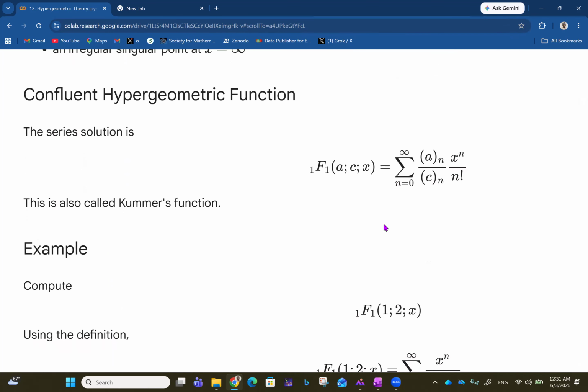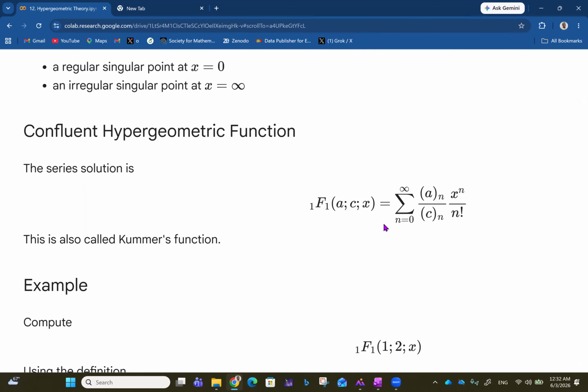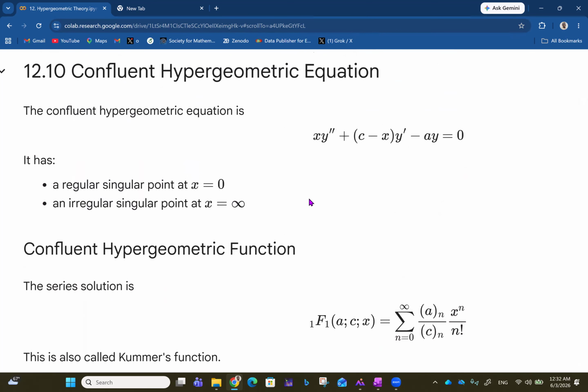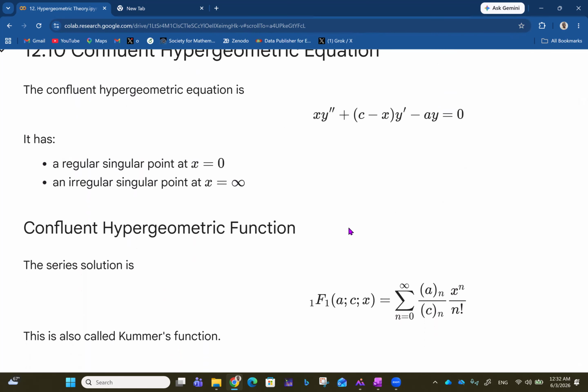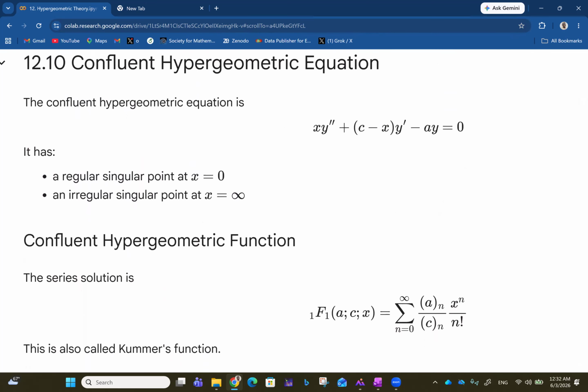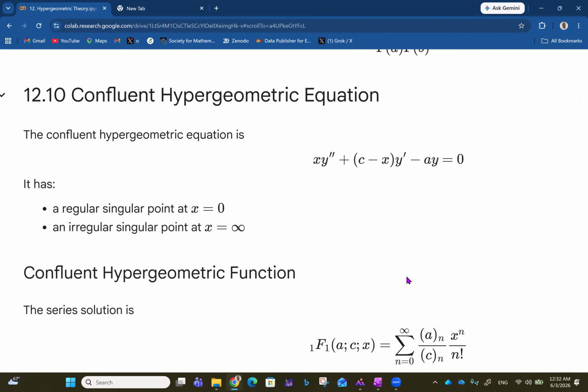Then we have the confluent hypergeometric function, right? So the series solution to the confluent hypergeometric equation is actually 1F1(a; c; x), which is equal to the summation from n equals 0 to infinity of (a)_n x^n over (c)_n n factorial. This is also called Kummer's function. So Kummer's function is the series solution to the confluent hypergeometric equation.